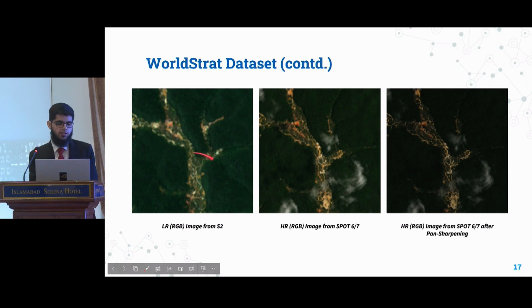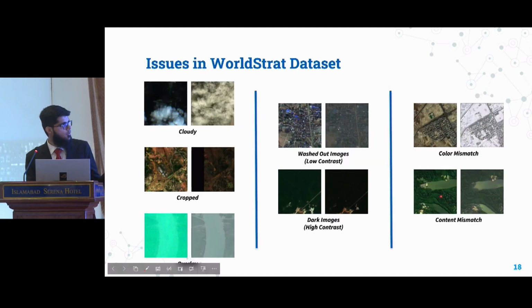Like the first one is the low resolution image from Sentinel-2, the second one is the high resolution image from Spot 6/7, and the third one is the high resolution image after pan sharpening it using their own data to 1.5 meters per pixel. But you can see the images are a bit dark, so these are the issues which I was discussing earlier. Here are some of the issues. Like you can see, there are cloudy instances. Then some of the images have these cropped black regions where data wasn't acquired properly. Some have these overlays, and then there are washed out images, dark images, and some color mismatches, etc.